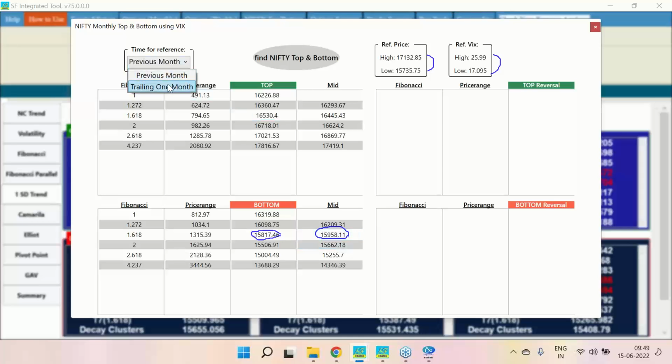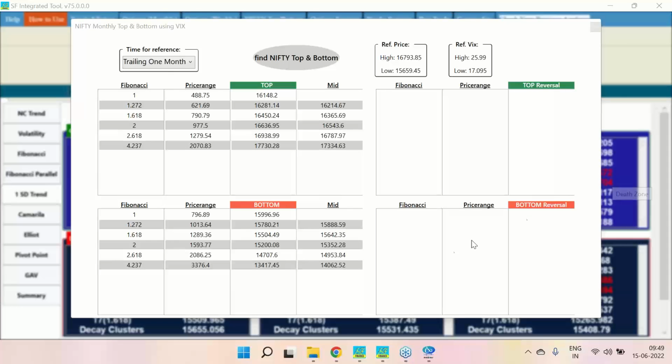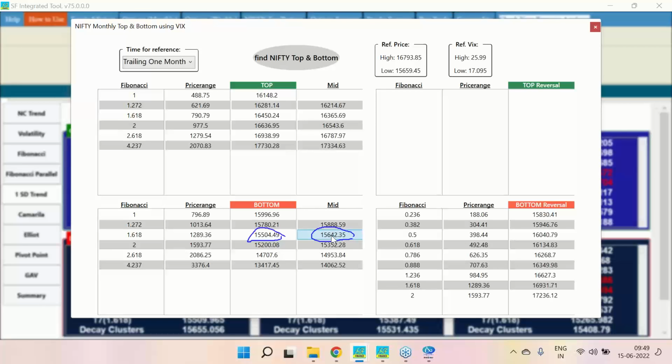However, if I go for the trailing 1 month, all data points are changed. The high changed, low changed, VIX parameter changed. Same process, my bottom also changes a slight bit, to 15,504. So a couple of points it has deviated. These two also deviated 30-40 points. If I click it here, I get the reversals in a slightly different manner, close to that. So it was 976, now it has become 946. Earlier it was 854, it has become 830.